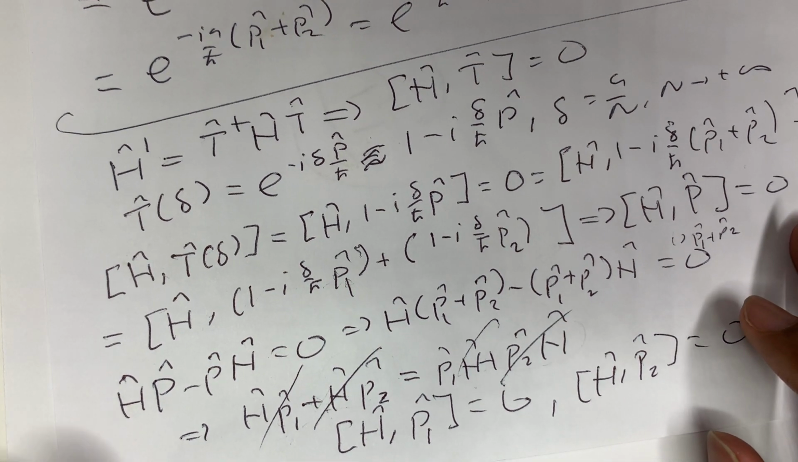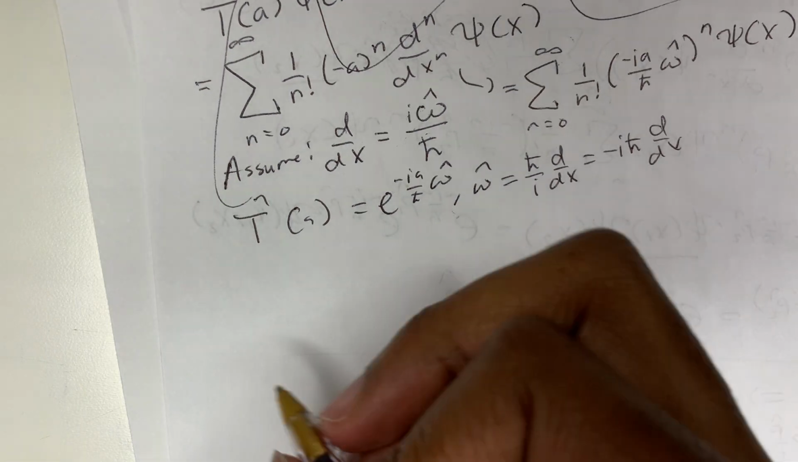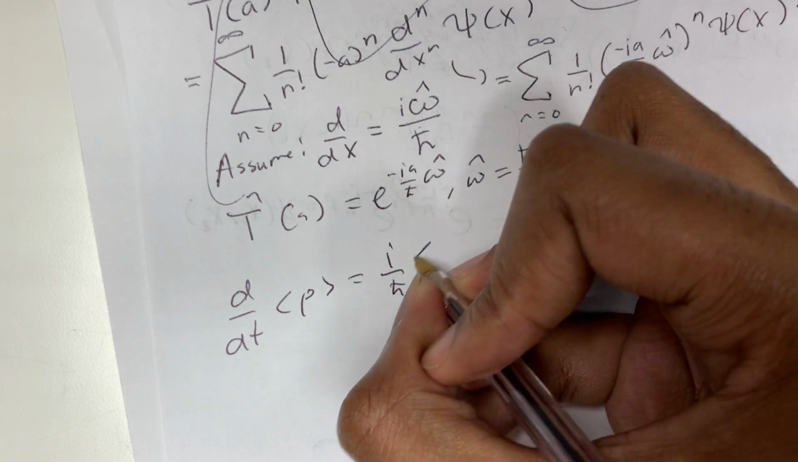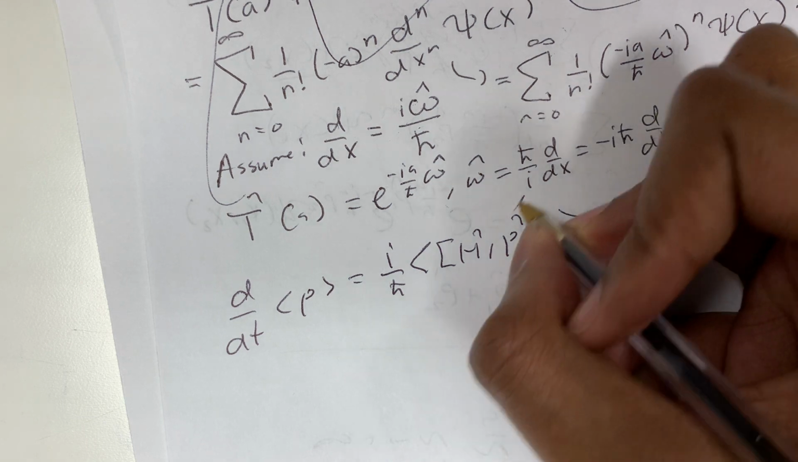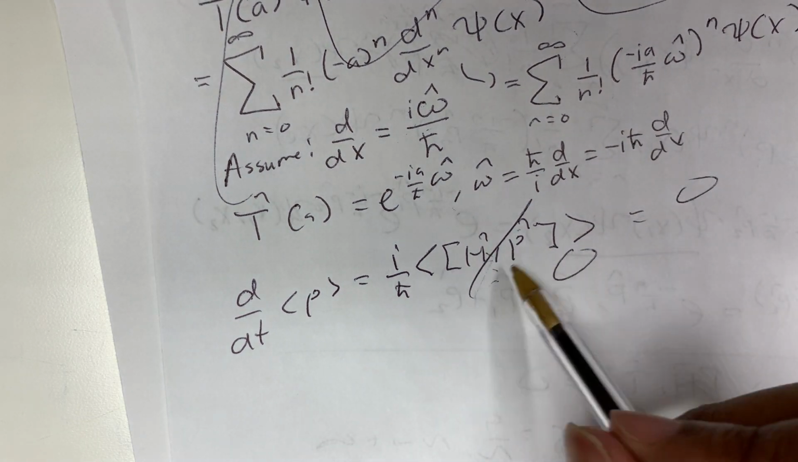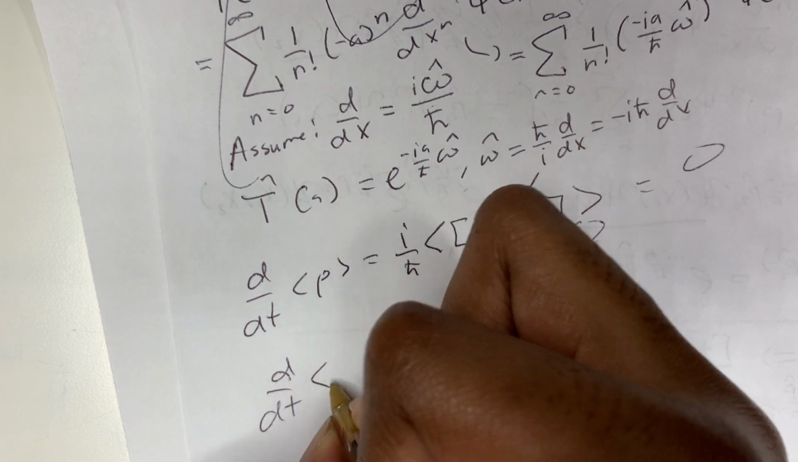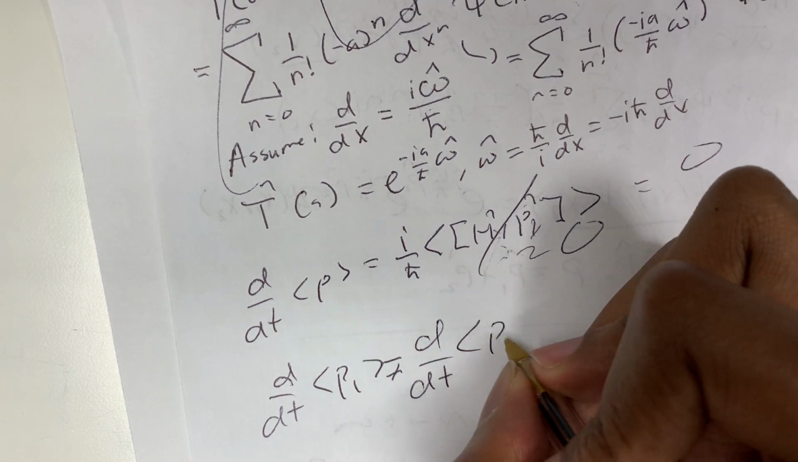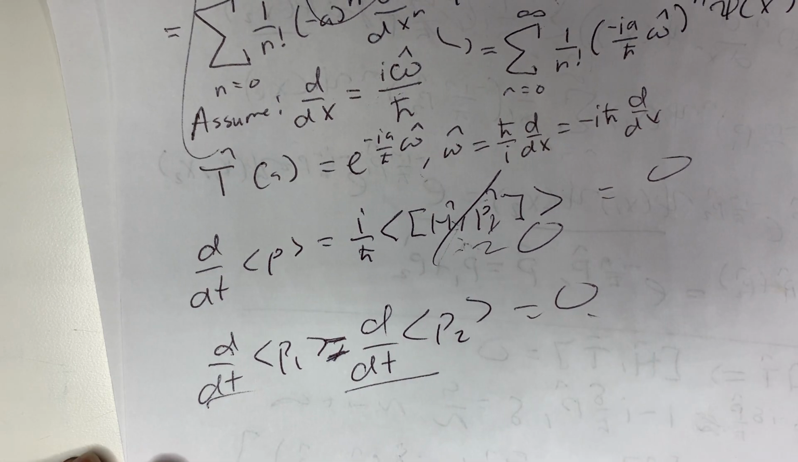And through Ehrenfest's theorem, this is my original take. Ignore all of this. Through Ehrenfest's theorem, we have that d p over dt is just i over h bar of the commutator of h and p, and that is going to be 0, right? Since this is going to be 0 for p1 and also p2. Therefore, the derivative of each of the momenta equals 0. So this equals this, and they all equal 0. Energy is conserved for the system.